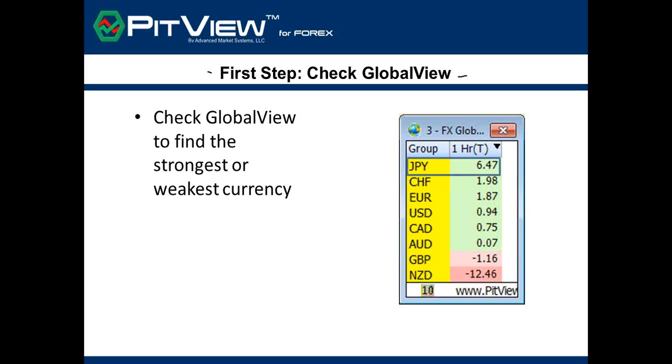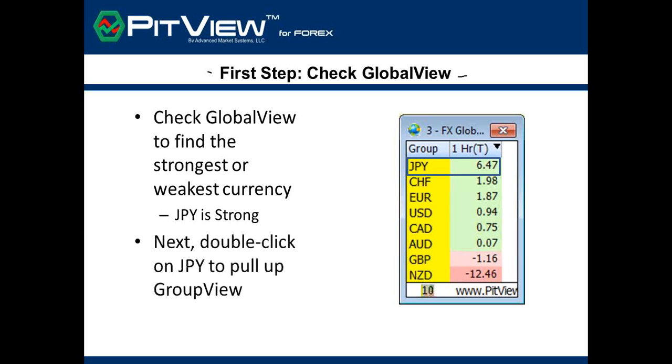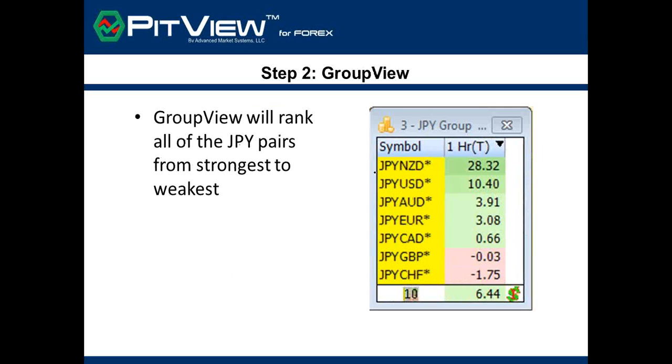The first step we made is we checked global view to find the strongest and weakest currency. We saw that the yen was very strong in the market, and we double-clicked on the yen. We already see the New Zealand down here, but we always want to double-click just to make sure when we're looking at global view. We want to double-click on the yen to see where group view stands. In this case, we see that the yen is trading the strongest against New Zealand, that it has a very large bid activity versus New Zealand.